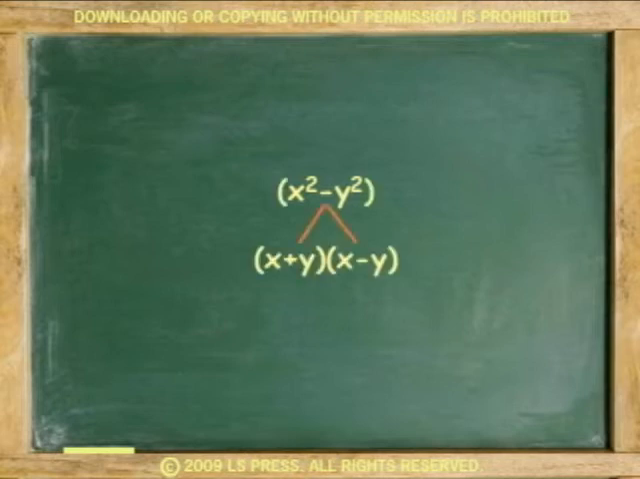A difference of two squares is a binomial that can be factored into two other binomials. Because a square, by definition, is the product of two identical numbers, for instance, 16 is the square of 4 and 9 is the square of 3. The difference of two squares is two squares with a subtraction sign between them.